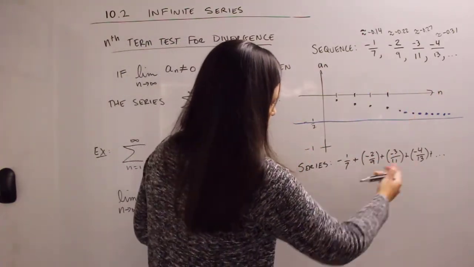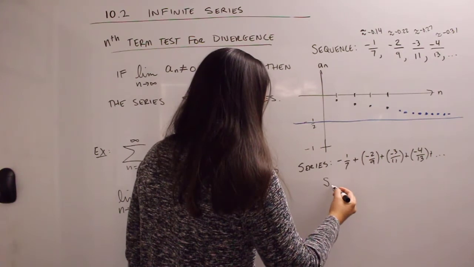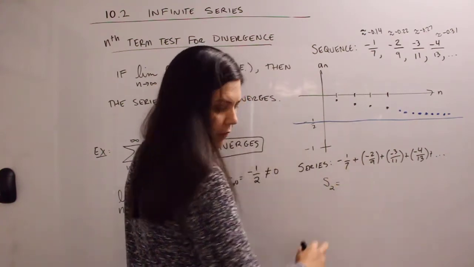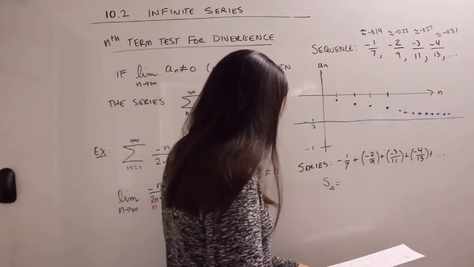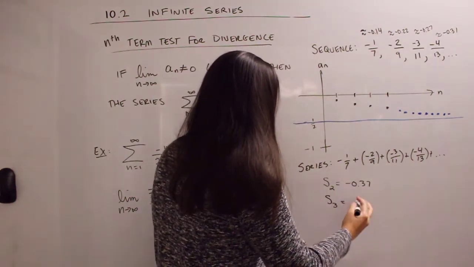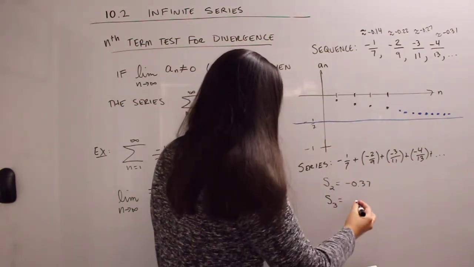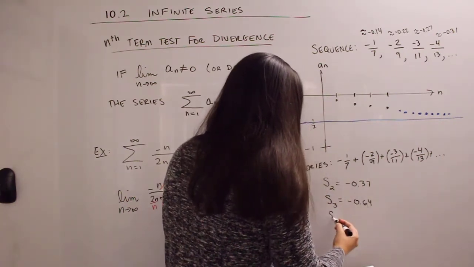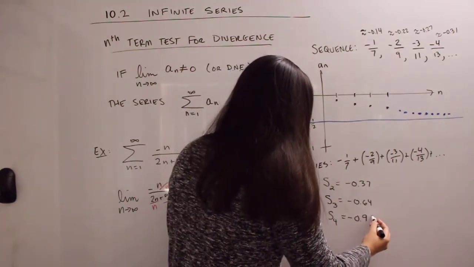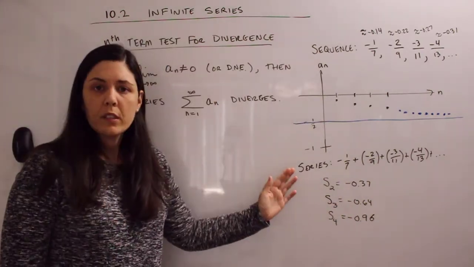Just so you get a feel for this, I'll show you another reason why it's diverging. If I add up the first two terms, my partial sum of the first two terms, I did this earlier and I got about negative 0.37. The third partial sum, if I add up the first 3 terms of this series, I got negative 0.64. If I add up the first 4 terms, then I got negative 0.96. This number is actually growing. So this series is going to diverge.